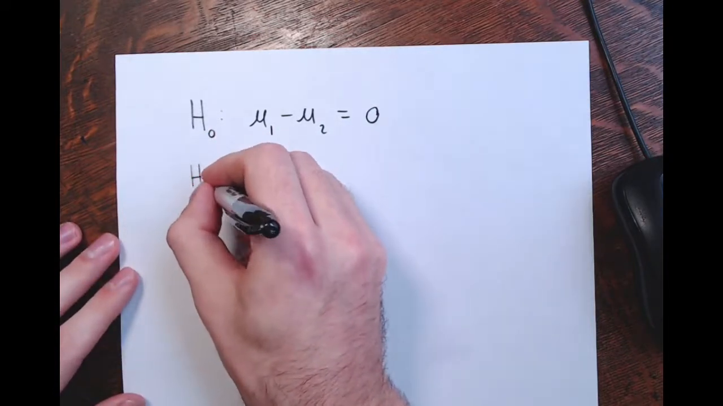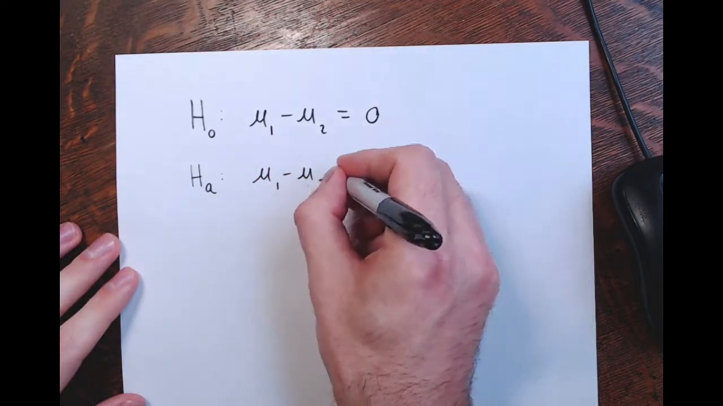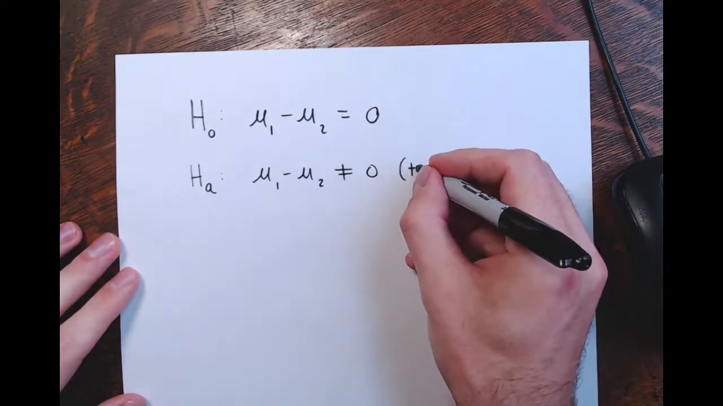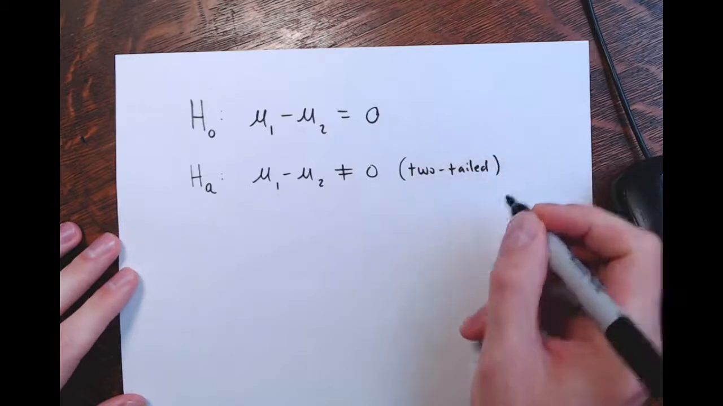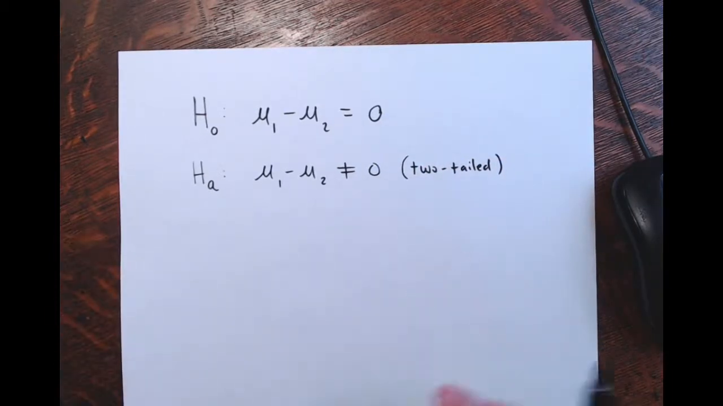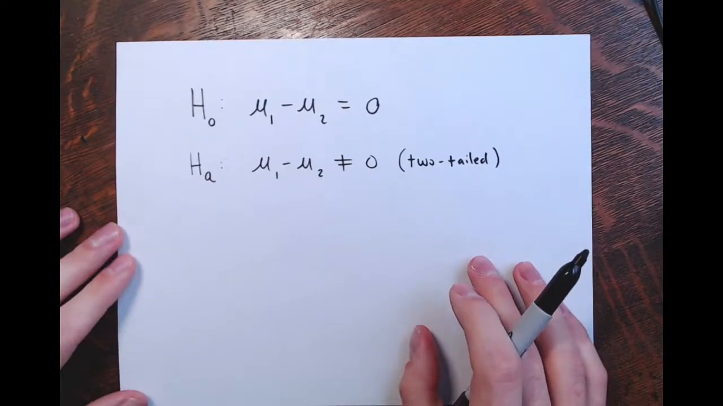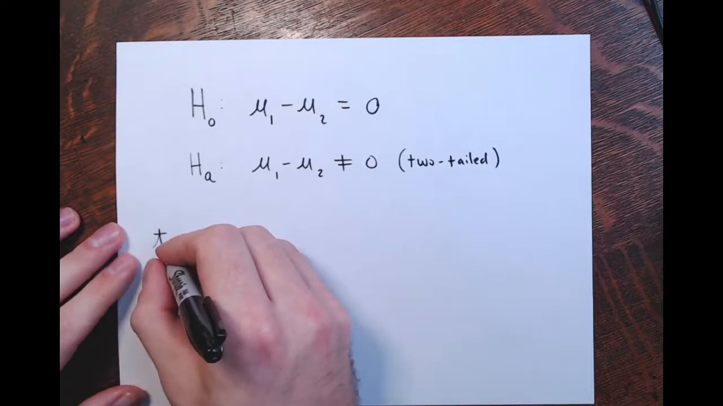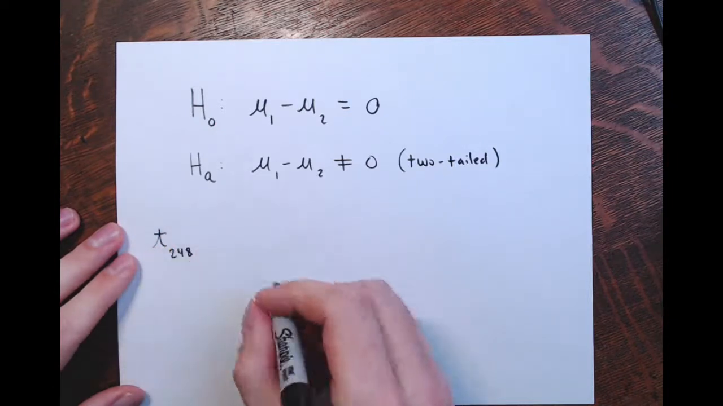The alternative hypothesis is going to be that the difference between these two means is not 0. And if it's a not equal, that's a two-tailed test. So there should be two rejection regions, one on both ends, and two critical values. This was a t distribution with, they said, 248 degrees of freedom.